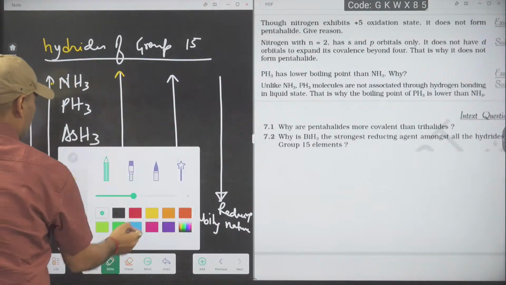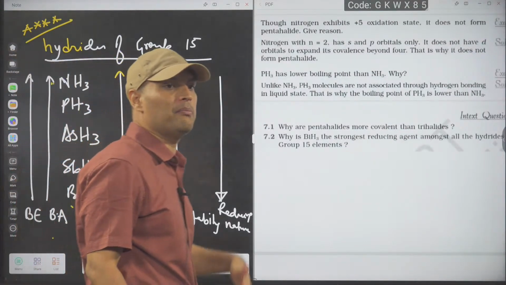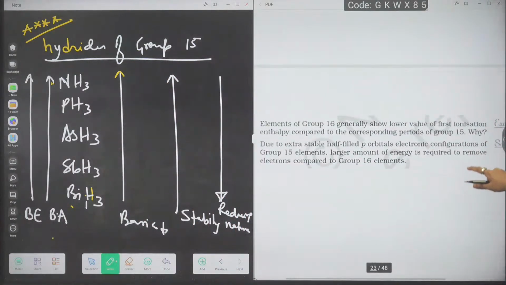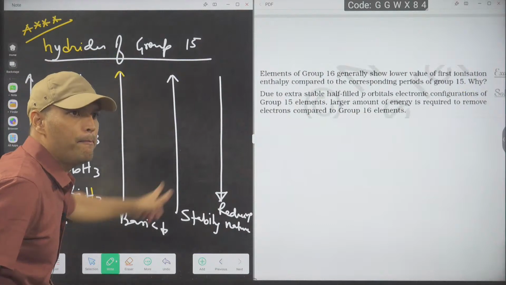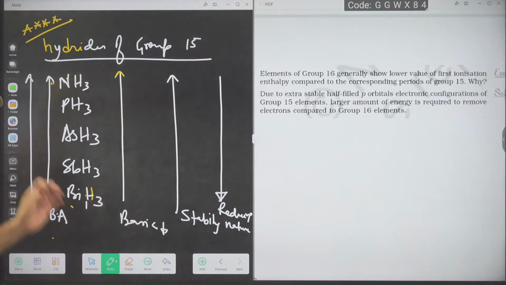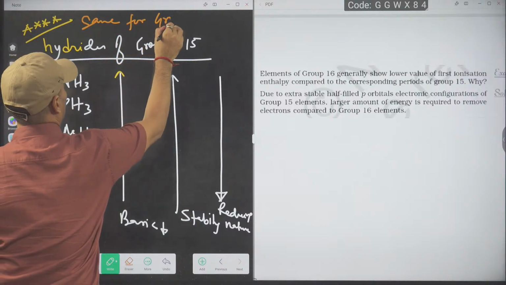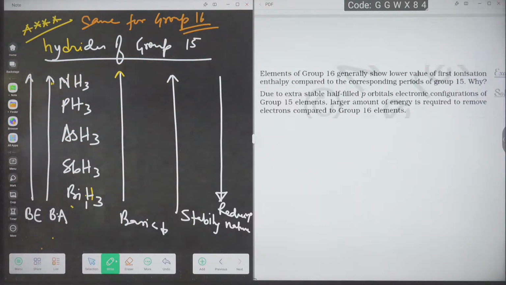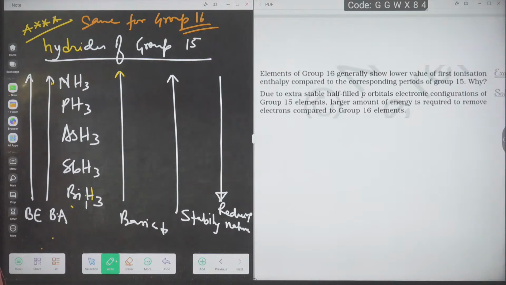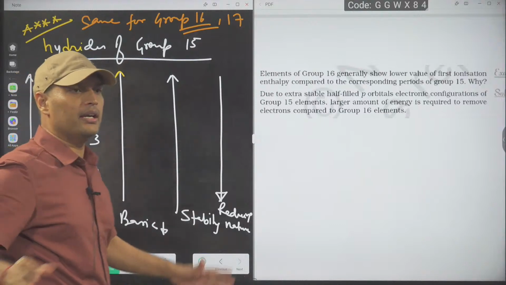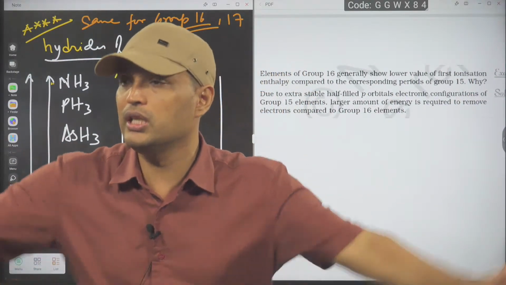So this is the most important slide, which can explain many points. Very important: hydrides. Why am I telling you this? Because the same points apply to group 16 also. If you study one thing, group 16 is also done. You can say the same for group 17 also. So one slide, three groups done. Now tell me, will you remember this or not? One thing is helping you in three groups.